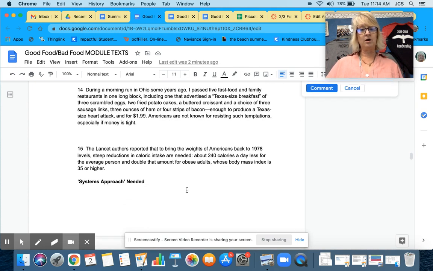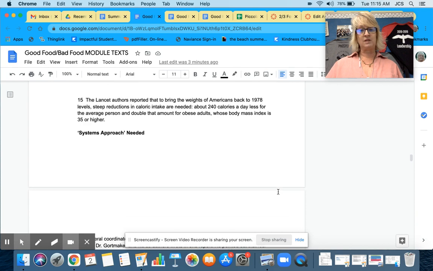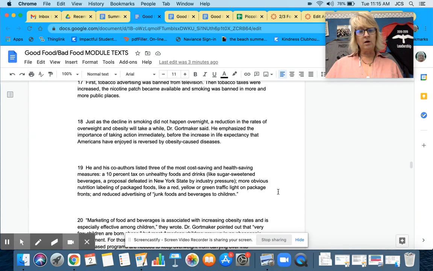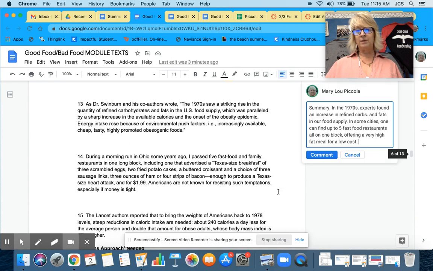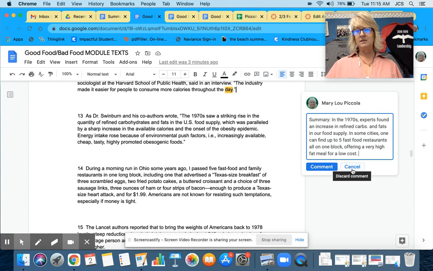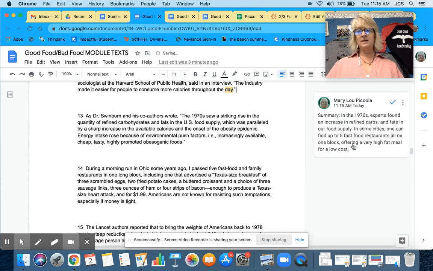15, the Lancet authors reported that to bring the weights of Americans back to 1978 levels, steep reductions in caloric intake are needed, about 240 calories a day less for the average person, and double the amount for obese adults whose body mass index is 35% or higher. Going on for the next one. So I'm going to stop here just for time's sake. I'm going to push comment.